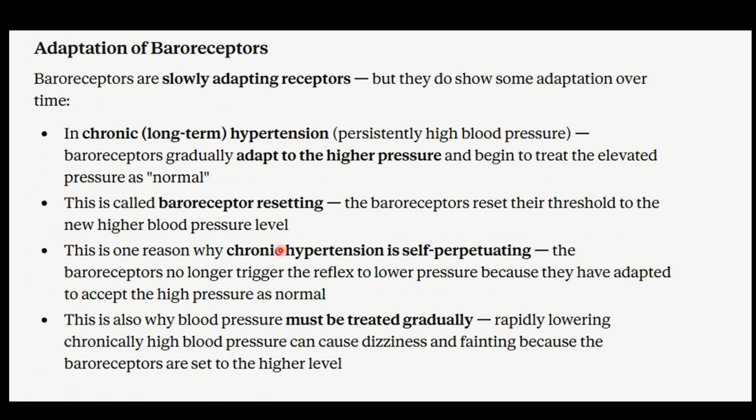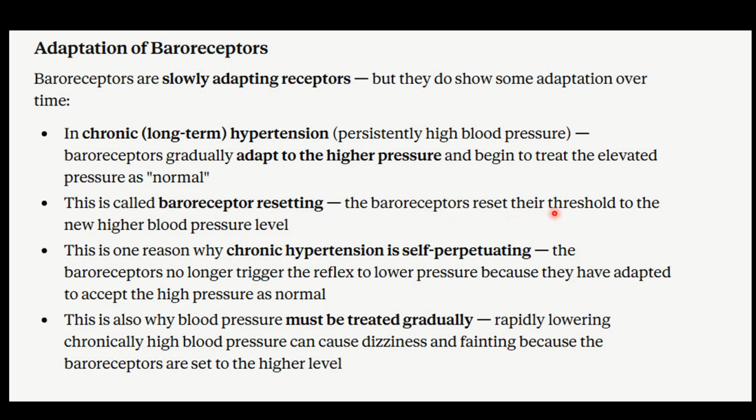Okay. Now there is one very important thing about adaptation, because baroreceptors are slowly adapting receptors, but they do show some adaptation over time. So let's say there is a patient with chronic long-term hypertension where high blood pressure is persistently the same. In this situation, baroreceptors gradually adapt to the higher pressure and begin to treat elevated pressure as normal. Okay, so that's a problem. It considers the higher pressure as normal if it is constant. Okay, and this is called baroreceptor resetting.